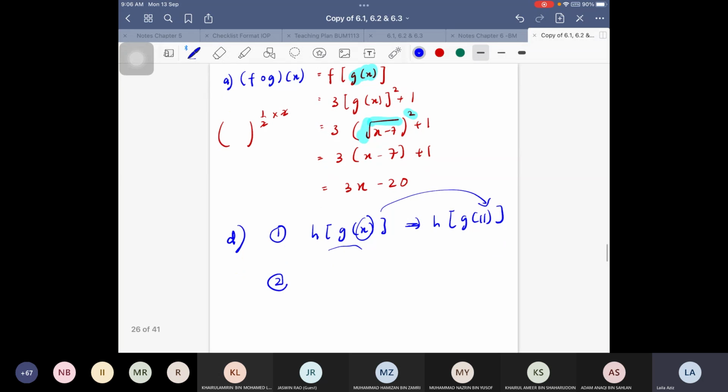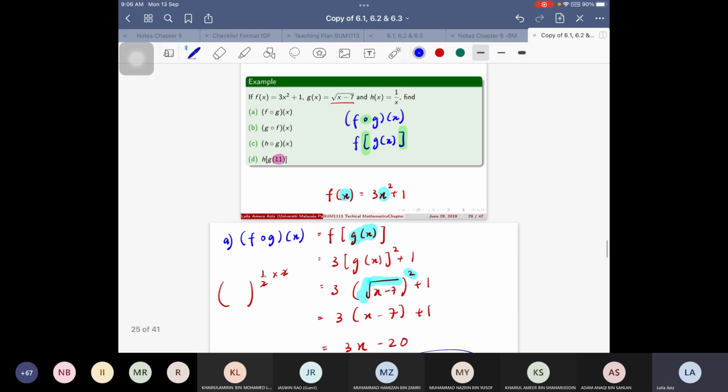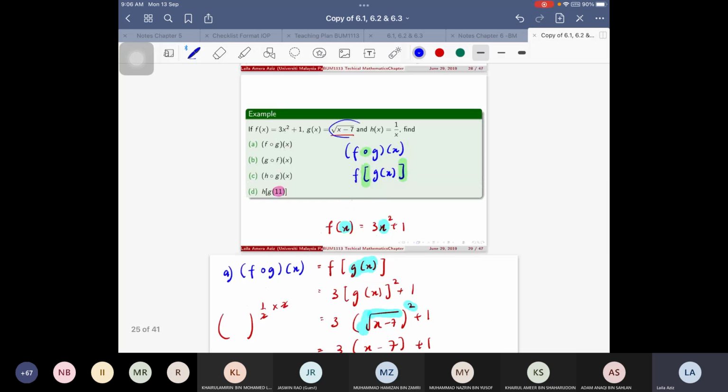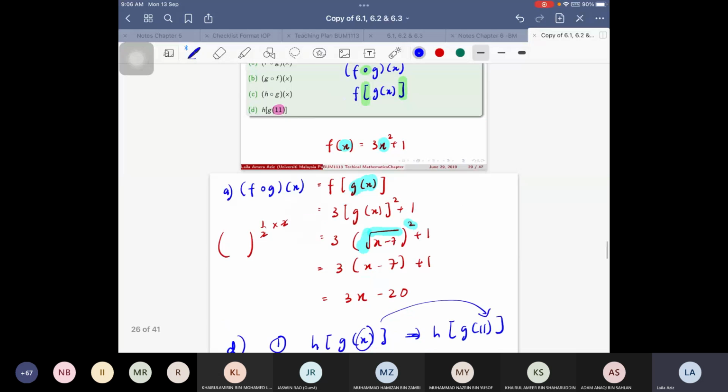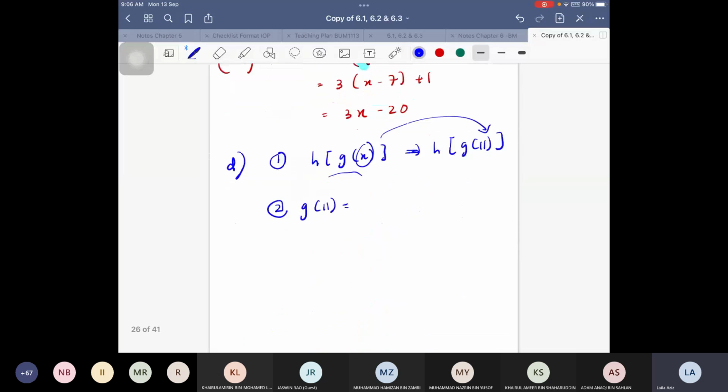So, apa yang kita boleh buat adalah, kita cari siap-siap. So, apa dia g of 11? So, according to the function, okay, apa dia function g(x) saya? So, g(x) adalah square root of x tolak 7. So, kalau g of 11, so dia akan jadi square root of 11 minus 7. So, ni akan jadi square root of 4. Square root of 4 nilai dia adalah bersamaan dengan 2. So, maknanya g of 11 tu nilai dia adalah bersamaan dengan 2.